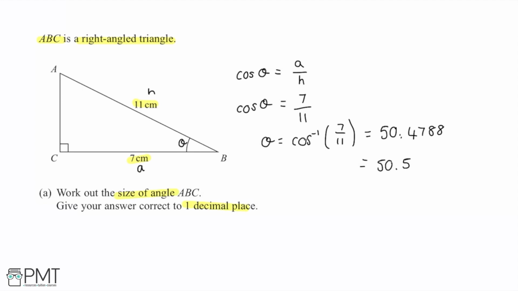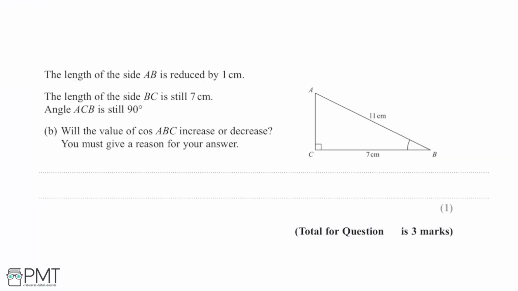We'd get the first mark for working with cos here, so the cos of theta is equal to 7 over 11, that gives us the first mark, and then the second mark for the correct final answer of 50.5 degrees. Now for the second part of the question, I'm told that the length of the side AB is reduced by 1 centimetre, the length of the side BC is still 7 centimetres, and the angle ABC is still 90 degrees.